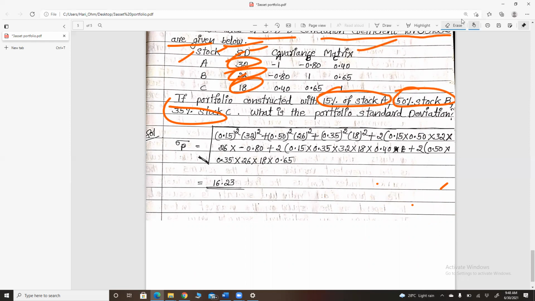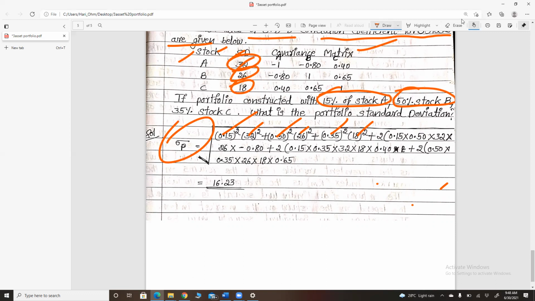Here you need to calculate again the portfolio risk: 0.15, 0.50, and 0.35. I just told you the proportions. Then what about standard deviation? 32, 26, and 18. These are the standard deviations.